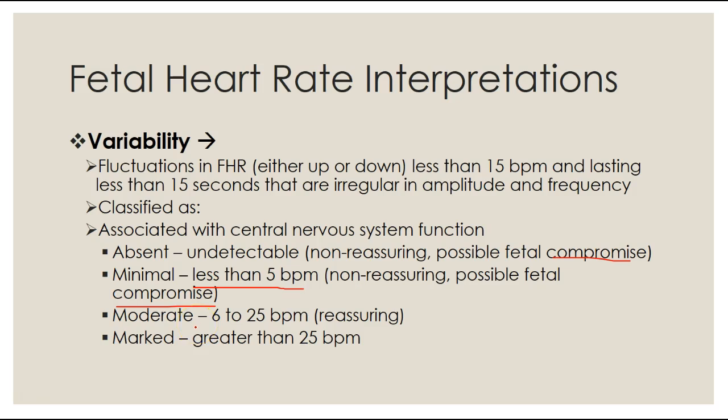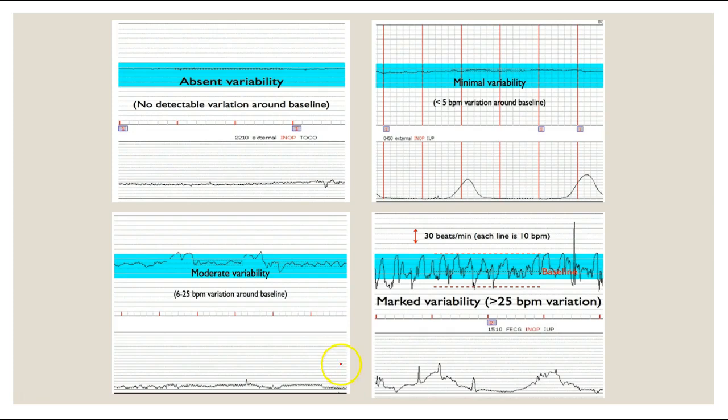What we want to see is moderate. Moderate is the key. That is reassuring. So we've got a fluctuation in the fetal heart rate that is either 6 to 25 beats above or below the baseline. Marked means it's greater than 25 beats above or below the baseline. So here is an example.